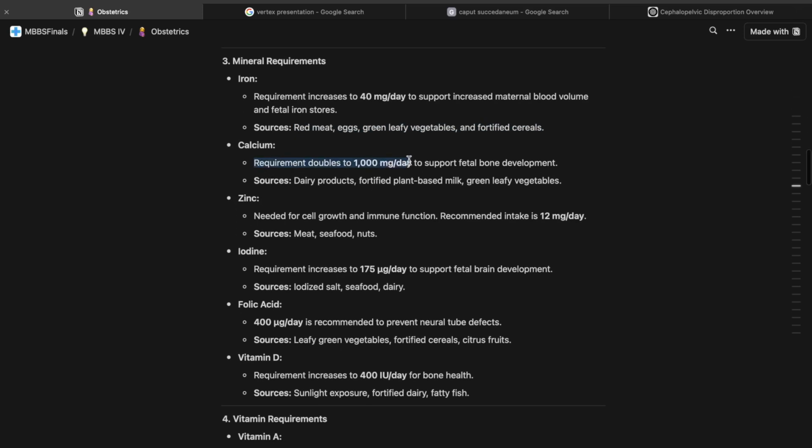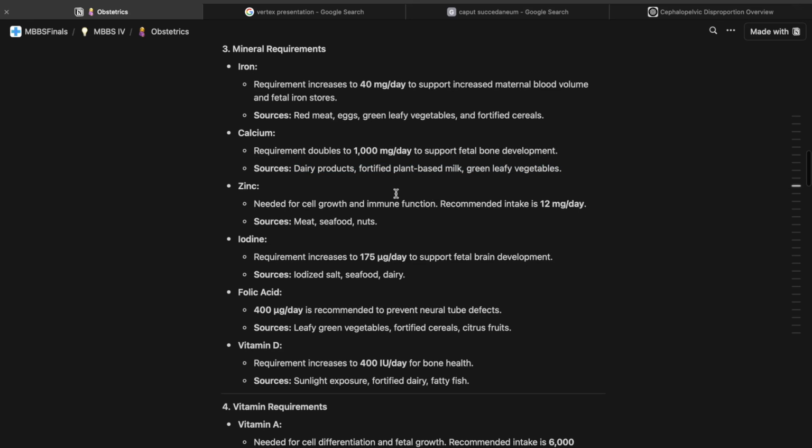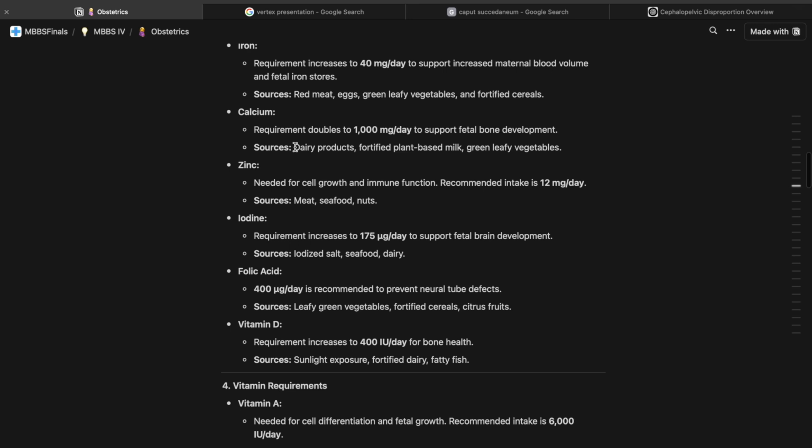Calcium requirement doubles to 1000 milligram per day. 1000. Can you imagine? 1000. That is calcium to support the fetal bone development. Sources: dairy products, fortified plant based milk, green leafy vegetables. Dairy products, everybody would remember. Fortification can even enhance the plant based milk, and there are green leafy vegetables.